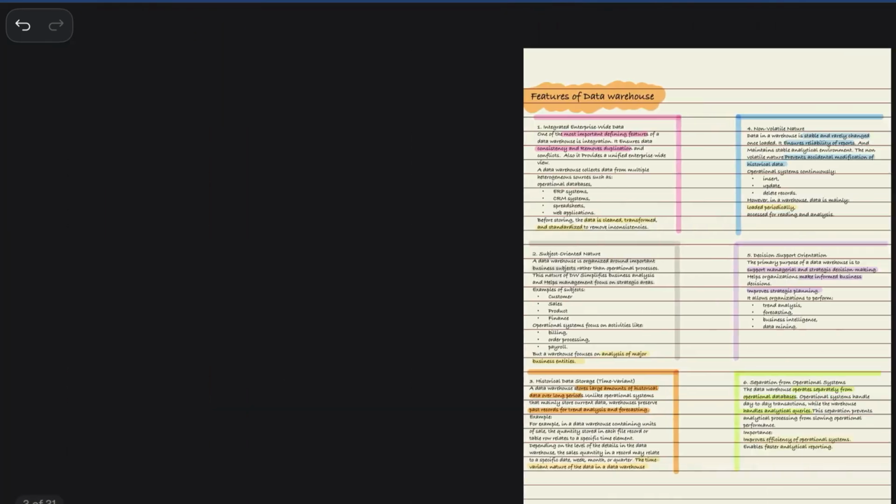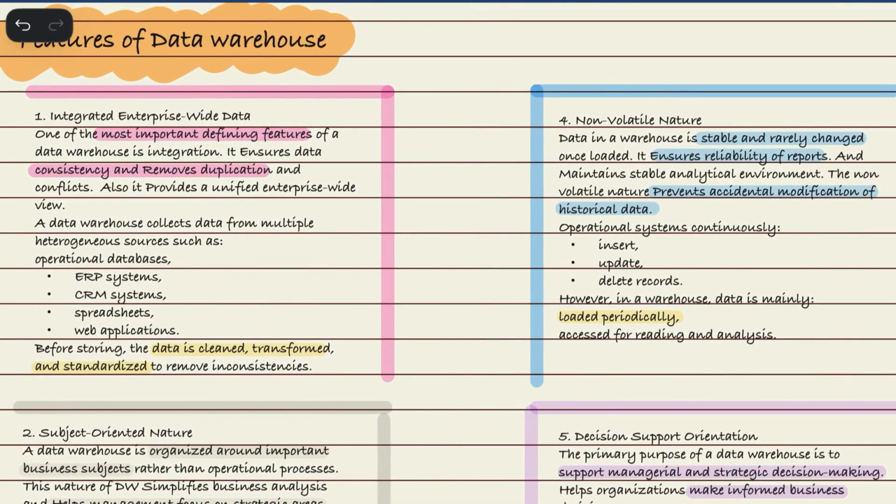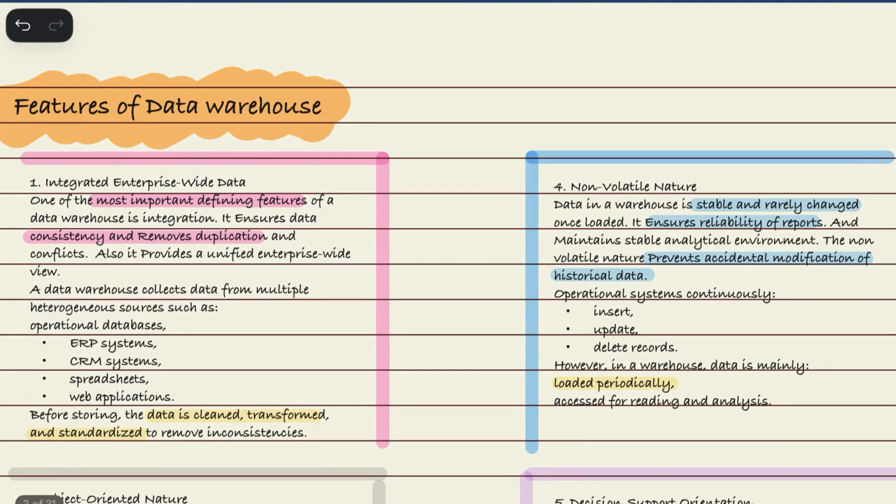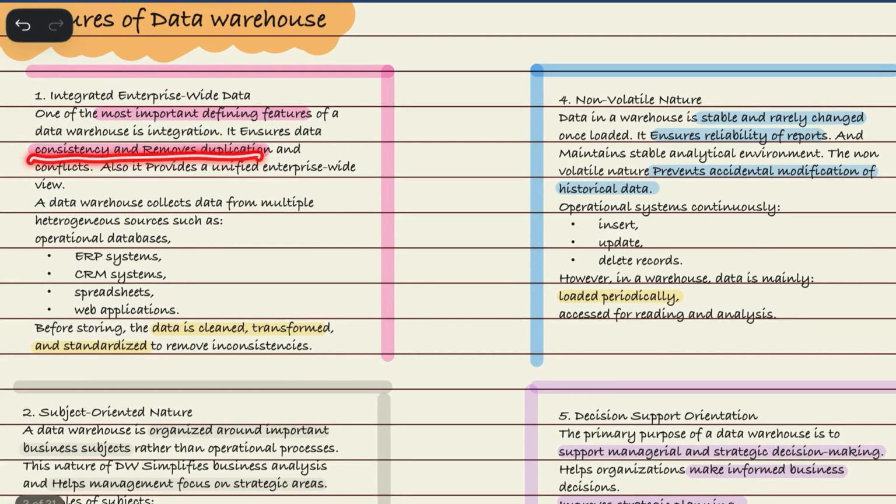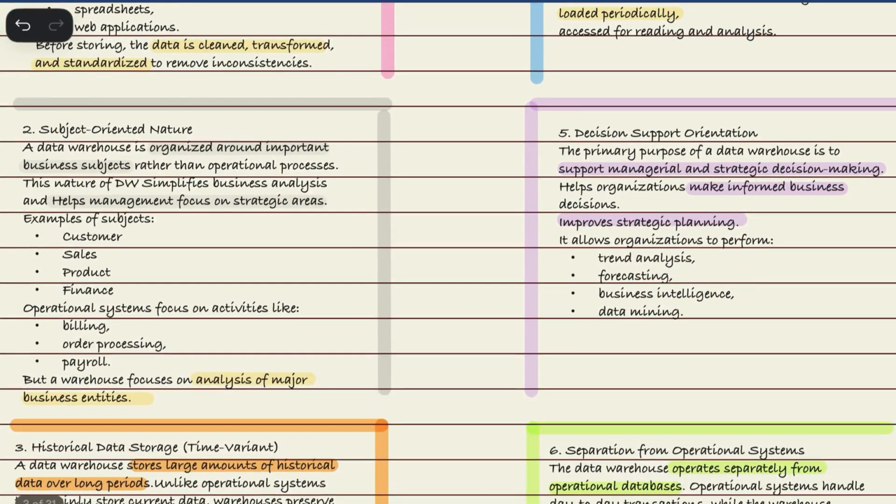Let's move forward and discuss the features of a data warehouse. Like I told you, first would be integrated enterprise-wide data. We just have to make that data consistent, remove the duplicates, and provide a unified data view. Then second is subject oriented, like we discussed. It is very important to organize the data around the business subjects, so that it can be used in future analysis as well, not just on operational processes.